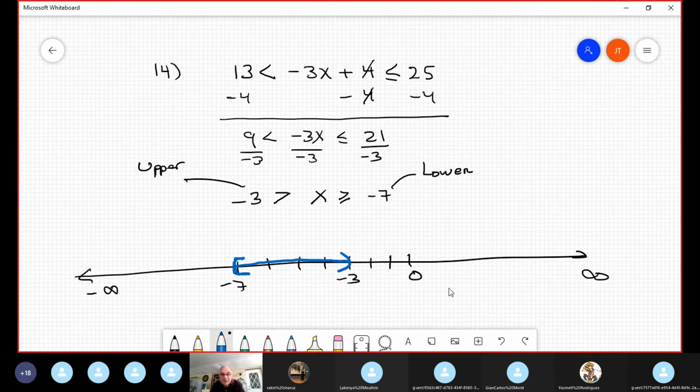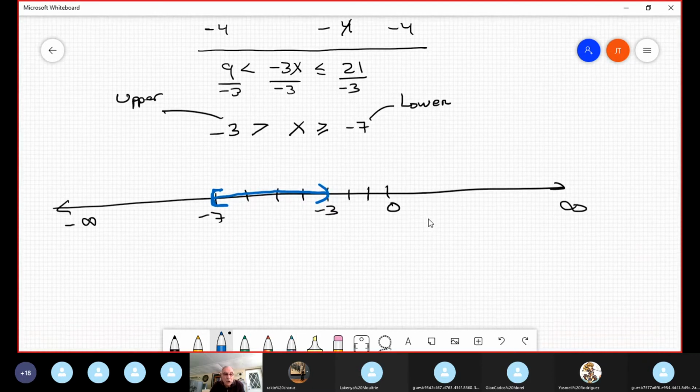However, when you express it in the set-builder notation, you open the curly bracket and put it in different order. You put minus 7 first because it's the lower number and this is the upper. This is smaller than negative 7. So, negative 7 less than or equal to x, less than negative 3. And this is the answer.